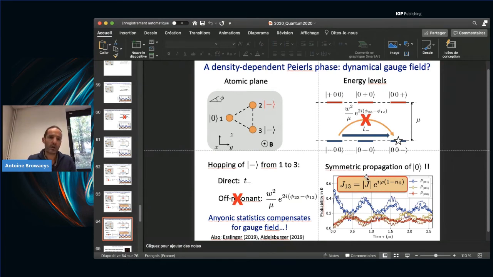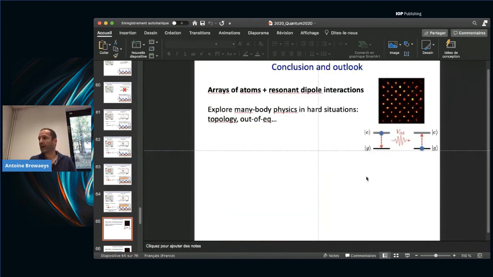So this is an example of an anyonic statistic implemented on this Rydberg platform. With that, I come to the conclusion, and hopefully I have convinced you that these arrays of atoms are a nice playground to explore non-trivial aspects of many-body physics, which I have illustrated here on just an instance of 3 particles.